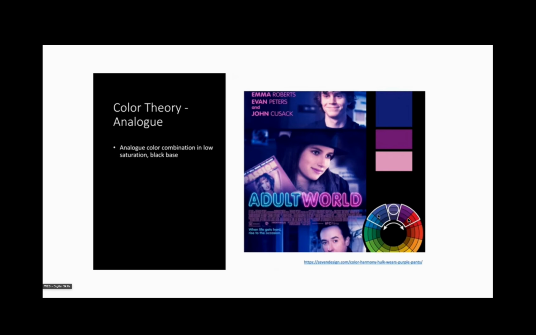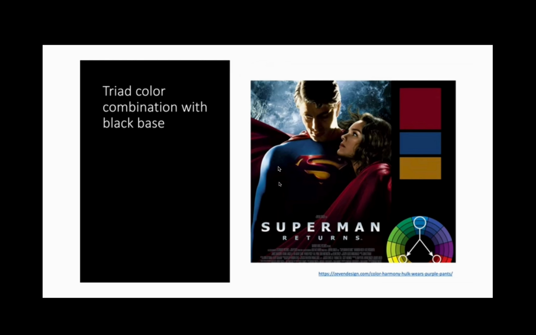Next one, we have the analogous colors. What makes this really work is that, again, it has something to break it up so it's not so overpowering that it really takes over. But again, it's a combination of all the colors in a row. This one's got a low saturation and kind of a black base. How you use your colors is going to make a huge difference.